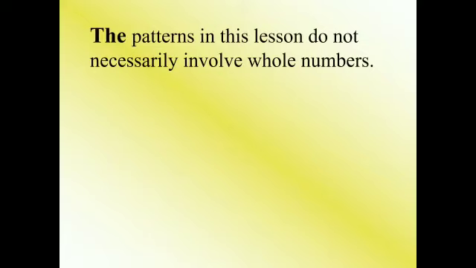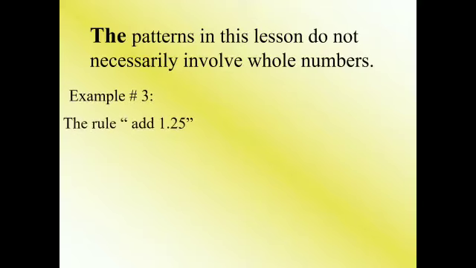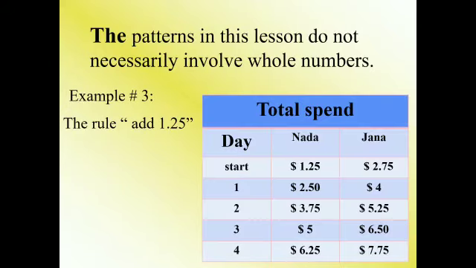The patterns in this lesson do not necessarily involve whole numbers. It means we can have numerical patterns which have decimals as well as fractions. So now let's see one example. The rule for this example is add 1.25. Here the table shows the total amount spent by Nada and Jana. They start with 1.25 and Jana starts with 2.75. Each day you're going to add 1.25.